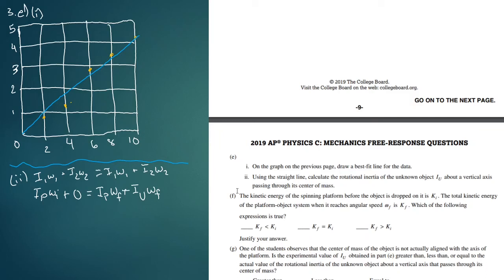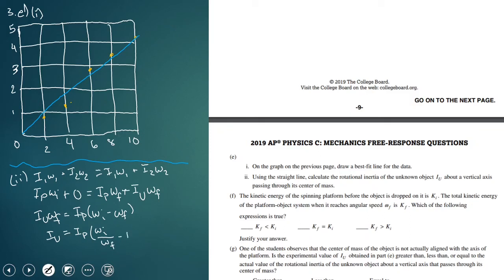And so what we can do is some simple rearranging. And so we can get I_U omega F is equal to I_P times omega initial minus omega final. And so I_U is equal to I_P times omega initial over omega final minus 1, right? Okay, I'm running out of space, so I am going to go on to the next line. I'll just remember this equation.